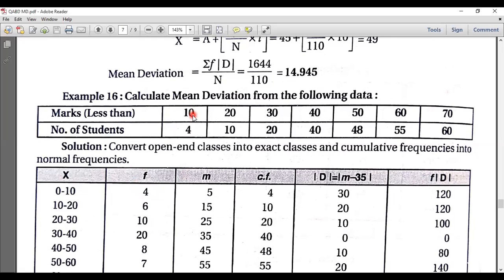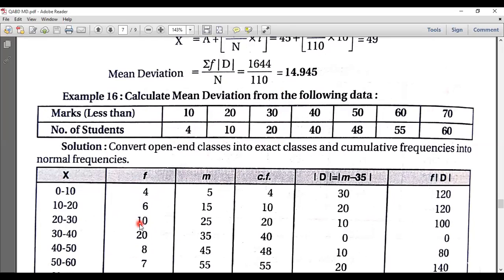Here less than 10 is 4, and less than 20 we have 10. This 10 includes this 4 also. So 10 minus 4 gives 6. Less than 30 we had 20. This 20 includes the 10 also. 20 minus 10 gives 10.